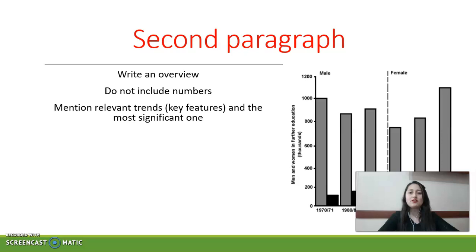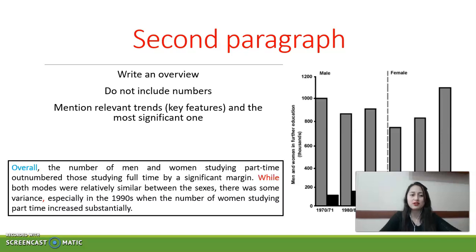After this, we're going over the second paragraph. So here it's important that we take 1 minute to read the graph, to understand it. What's the graph telling us? And then we can notice those relevant trends that we need to mention in the second paragraph. How you're gonna do this? Remember, do not include numbers, and you can start with a connector, like for example, overall, the number of men and women studying part-time outnumber those studying full-time by a significant margin.